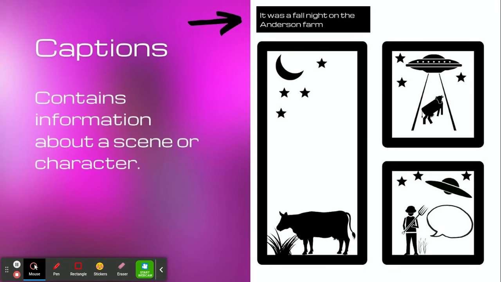So then we have captions. Captions are really important because sometimes we need to read the captions before we start reading what's happening inside the panels. Captions give us information about a scene or a character, something that we may not pick up on visually. And so this caption tells us it was a fall night on the Anderson farm. So this caption lets us know what the setting is, where it is, what time of day it is. So it's really important to also read captions.